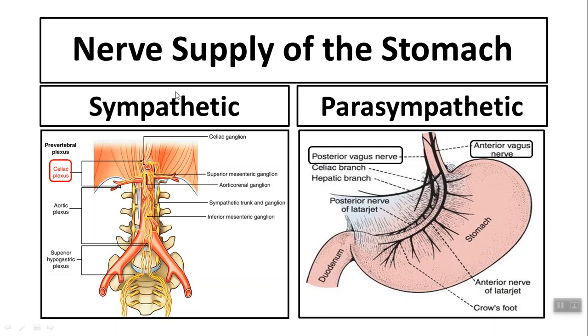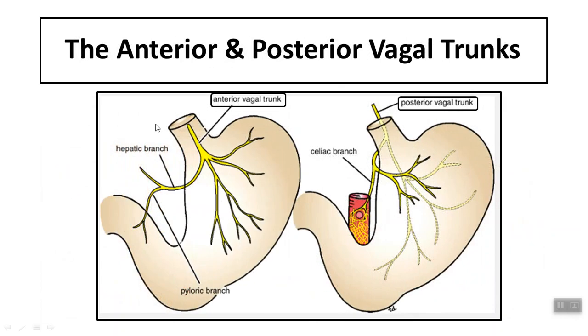While the sympathetic acts against that of the parasympathetic. This is the anterior and posterior vagal trunk. The anterior vagal trunk, which is originally the left vagus nerve in the thorax, in the abdomen becomes anterior and supplies mainly the anterior surface of the stomach and gives a large branch that passes to the liver, called the hepatic branch, and from this hepatic branch it gives nerve supply to the pylorus.